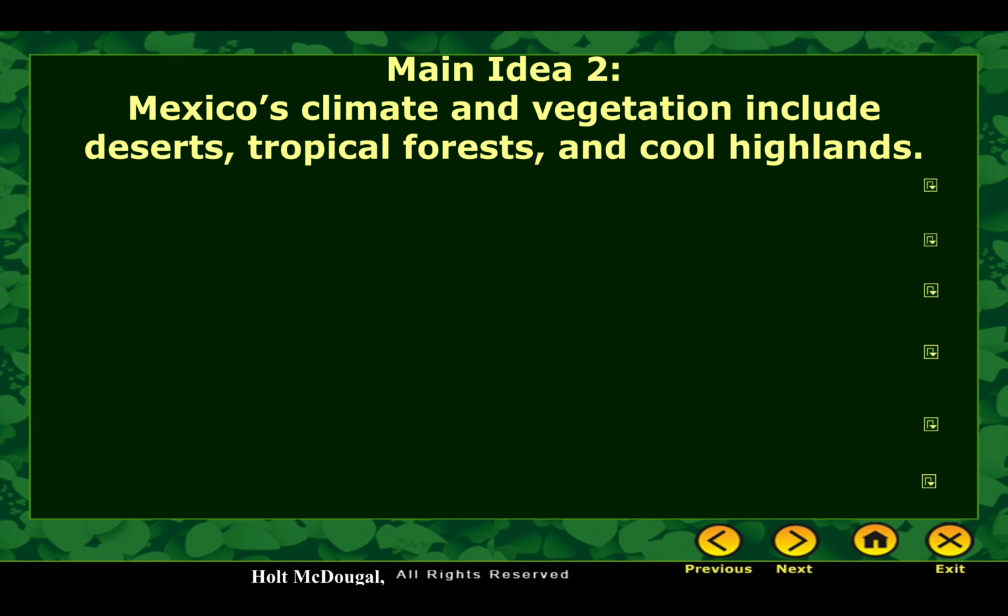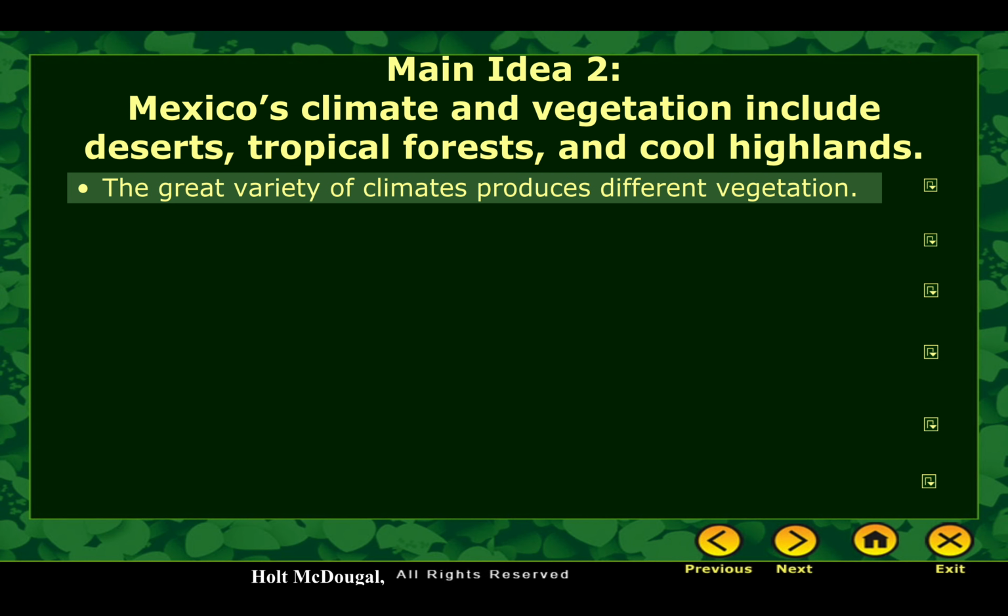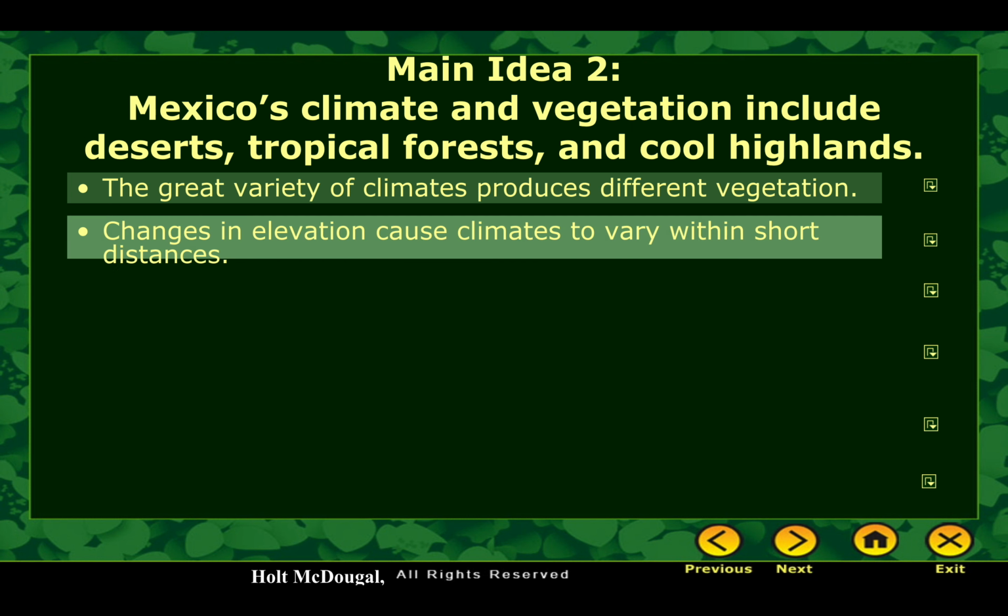All right, so our main idea two is that Mexico's climate and vegetation include deserts, tropical forest, and those cool highlands. There's such a variety of climates in Mexico. You go from areas that are super hot to areas that are very rainy to areas that are chillier. So that allows for them to have different vegetation, meaning different plants and things that are going to grow there.